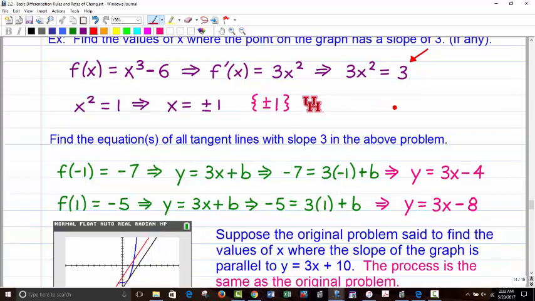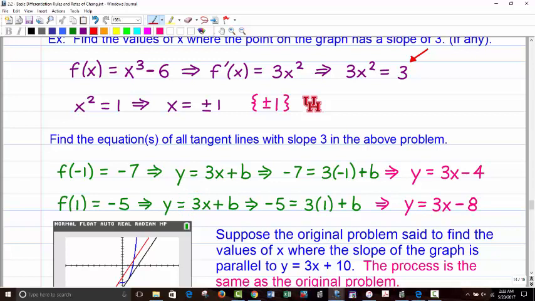Now I said suppose we wanted to come up with the equation of the tangent line for both those problems. Well, we know the x's are plus and minus 1, so I started with negative 1, so I had to plug negative 1 back into the original function up here to get the y value. So negative 1 cubed minus 6 is negative 7. And we know the slope is 3, because the problem tells us it's 3. So both equations are both going to start out with y equals 3x.